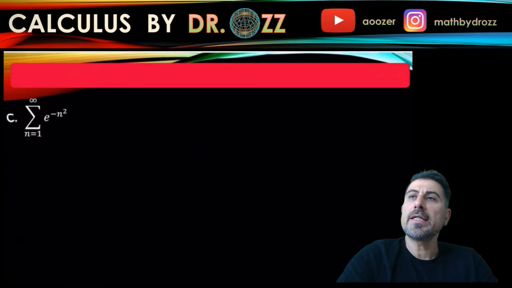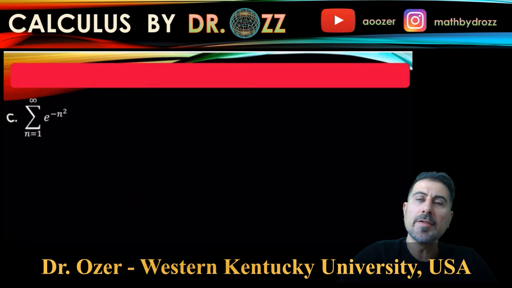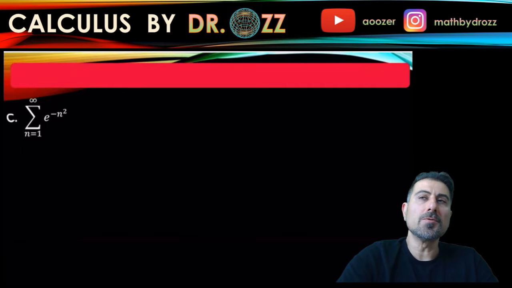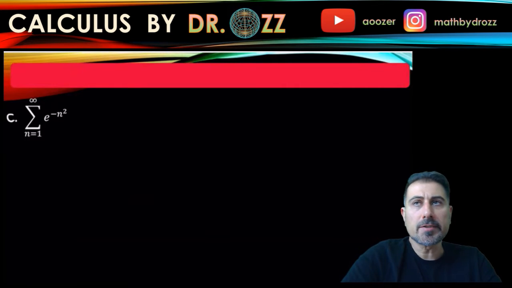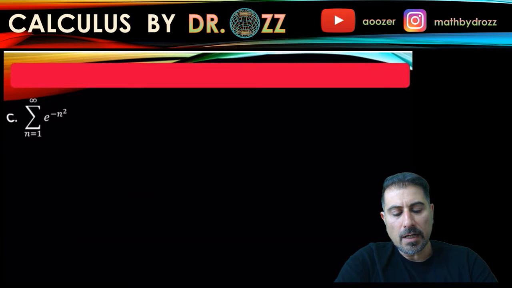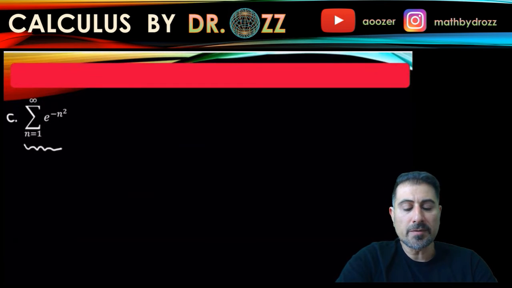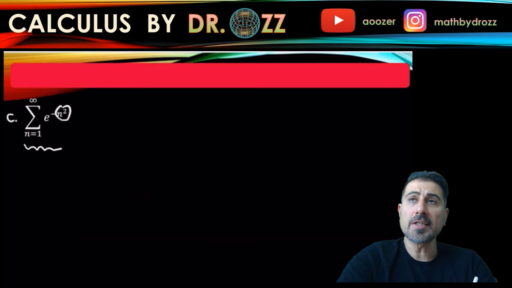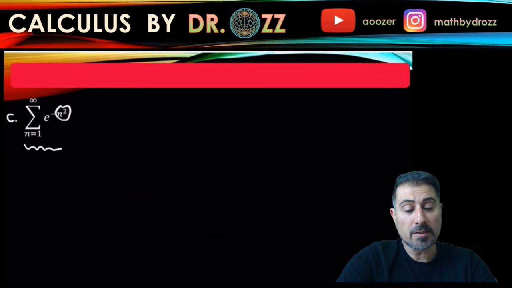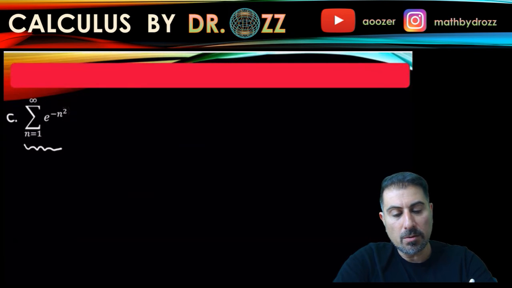And here we go. We have the series e to the minus n squared. So I'm going to compare this to a known series. This series looks like a geometric series if this exponent was n, but it's not. So I'm going to call this series a_n, from 1 to infinity.